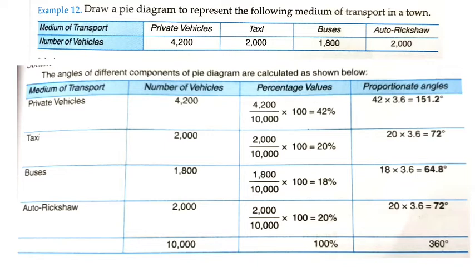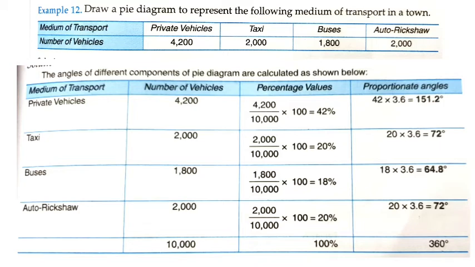Now the next step was to calculate the proportionate angles. Now how will you get the angles? By multiplying the percentage by 3.6. So 42% into 3.6, that is 151.2 degrees. 20% into 3.6, that is 72 degrees. 18% into 3.6, that is 64.8 degrees, and 20% into 3.6, that is 72 degrees.